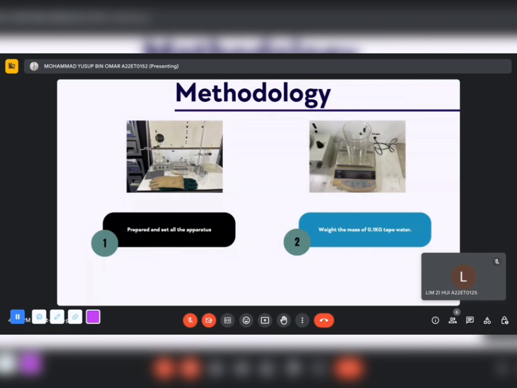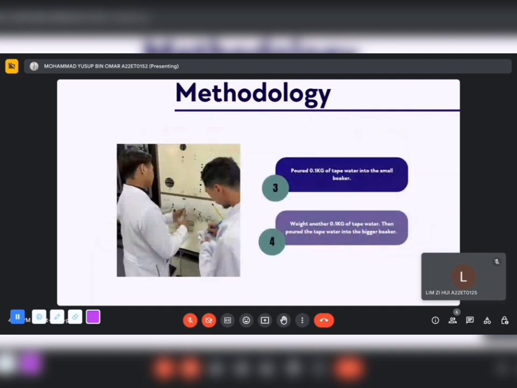Okay, thank you, Hafiz. So, I will explain about the methodology. The first step is to prepare all the apparatus and set them up. The second step is to weigh the mass of 0.1 kilogram of tap water. After that, pour that 0.1 kilogram of tap water into the small beaker. The fourth step is to weigh another 0.1 kilogram of tap water. Then again, put the tap water into the beaker.